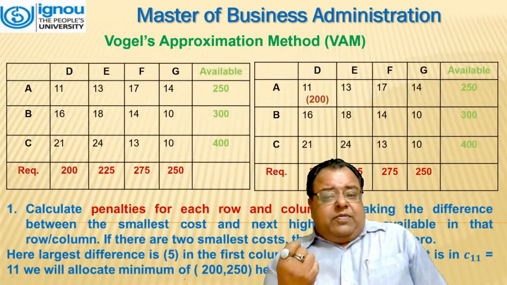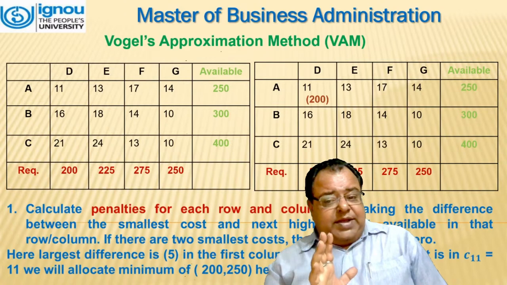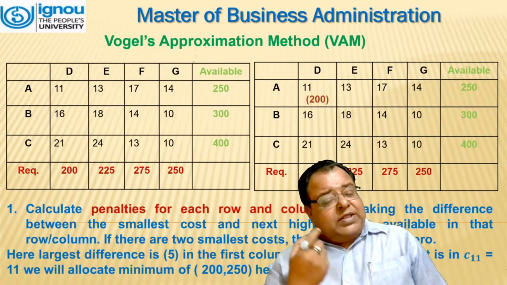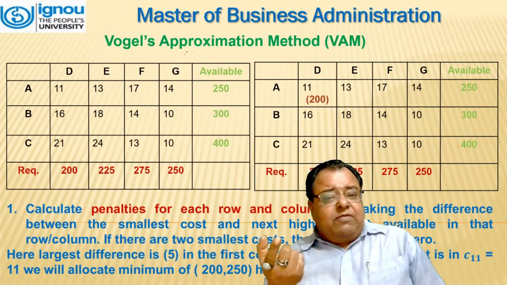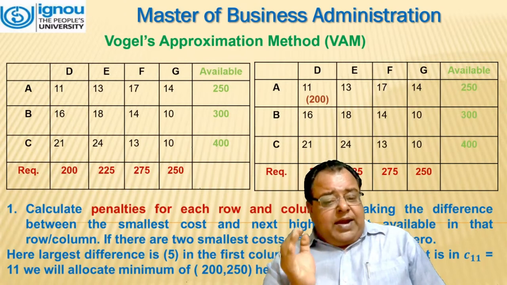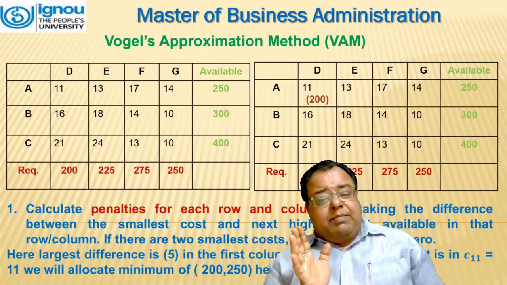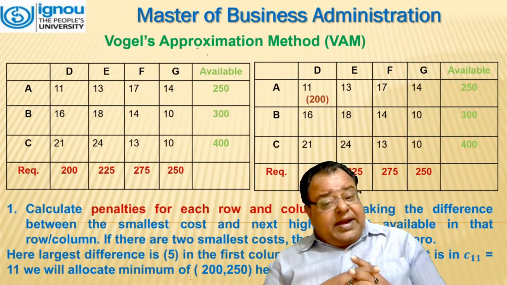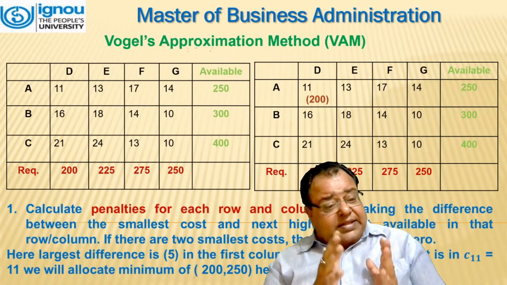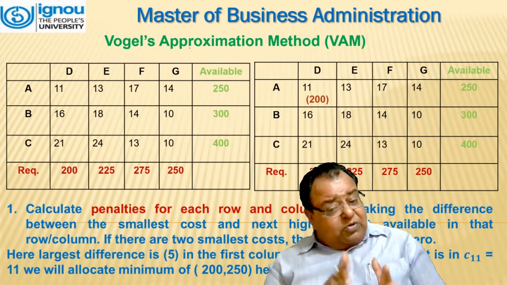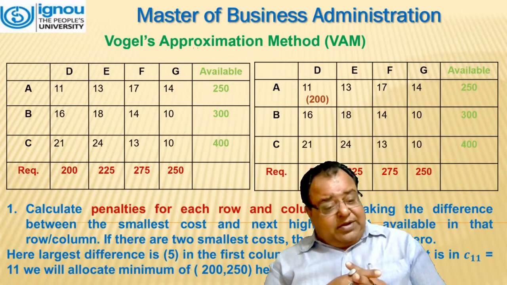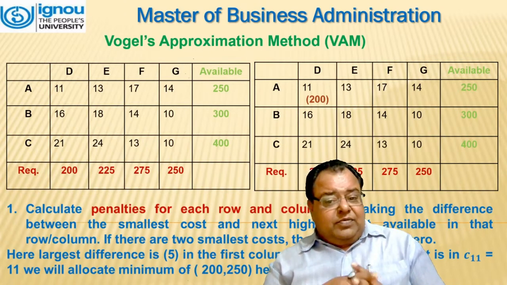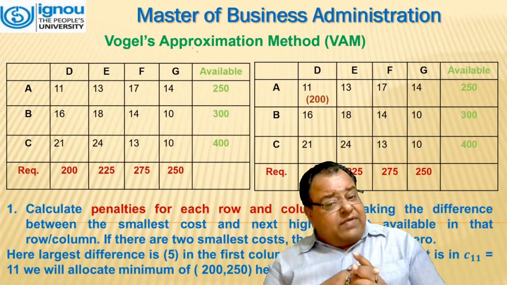Now we move to the VAM method. The problem is the same. We are solving that problem with the VAM method. Initially, we are supposed to calculate penalties for each row and column by taking the difference between the smallest cost and the next smallest cost available in that row or column. If there are two smallest costs, then the penalty is 0. Here, the largest difference is 5 in the first column: 16 minus 11 is 5.